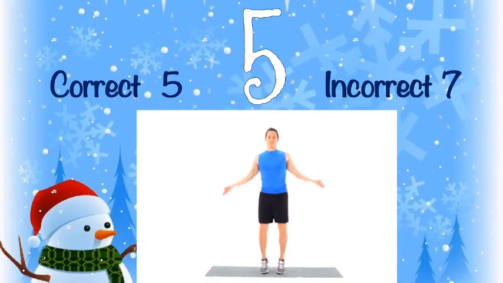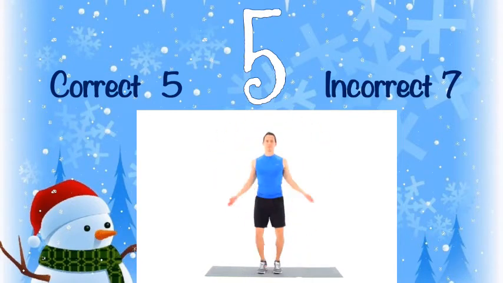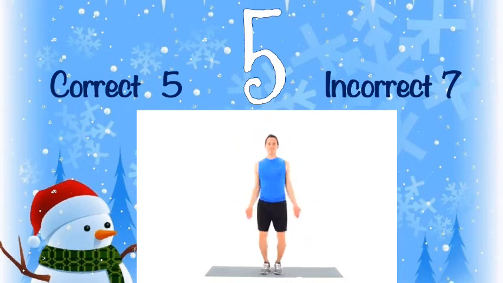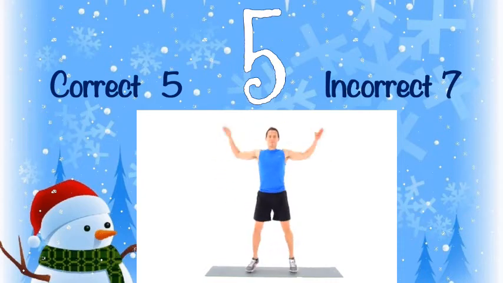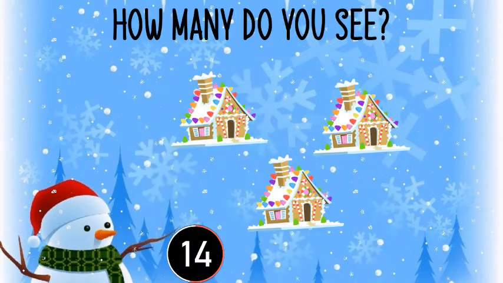All right, so the correct answer was 5. So if you got it correct, you're doing 5 jumping jacks. If you got it incorrect, you're doing 2 more. You're doing 7. And make sure you're counting them nice and loud. Okay, how many objects do you see here?